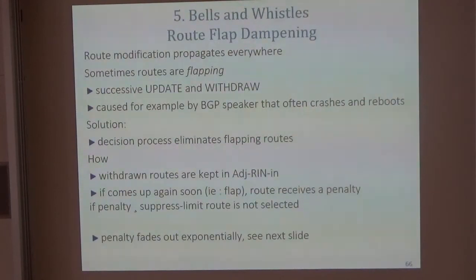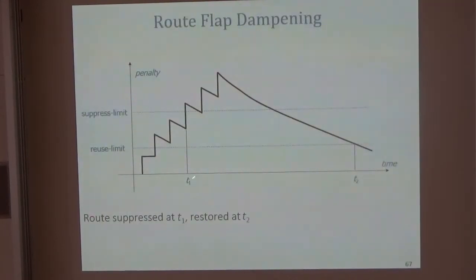More precisely, you associate a penalty to the route, and when the route is suppressed, the penalty increases. So if it's suppressed once, fine. But if it's suppressed several times, then the penalty is above the suppress limit, and then this route is never considered. It is as if it was totally absent. So even if you receive an update for this route, you will not use it.